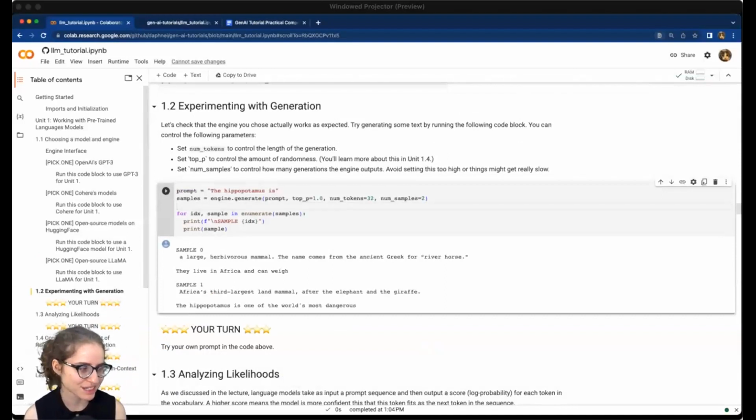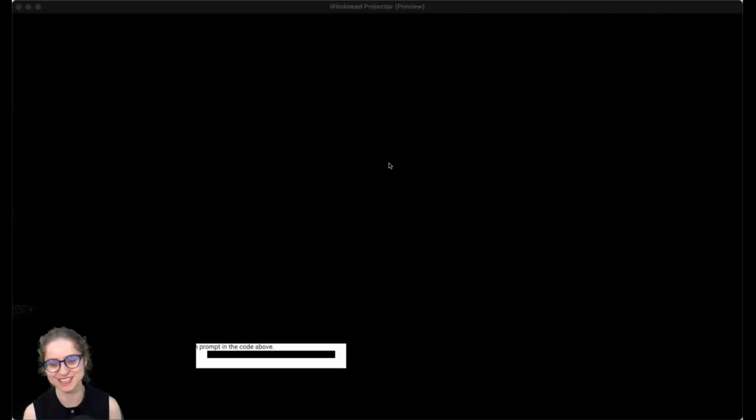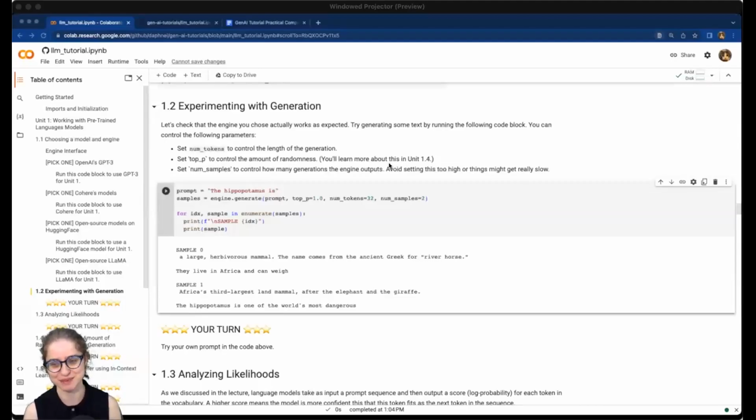Also, if you get any funny generations or things you want to share with the rest of the class, please just take a screenshot and post it in the tutorial to discuss Slack channel. Someone pointed out that Hugging Face called a hippo a long-necked mammal. Yeah, that sounds like a good example of hallucination, or of the model getting things wrong.